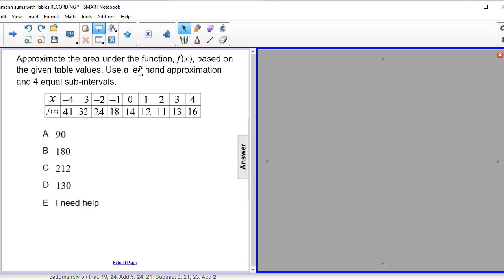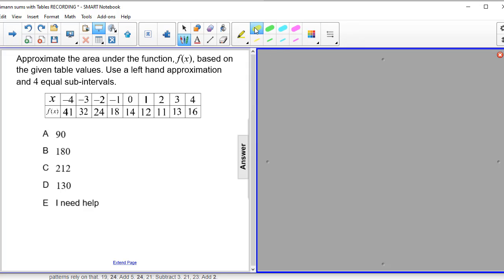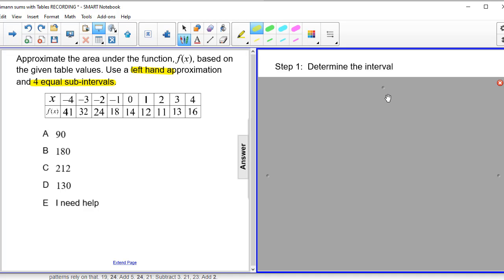Approximate the area under the function f of x based on the given table values. We're going to use the left-hand approximation method. That's important to note. And we're also going to have 4 equal subintervals. So, step number 1 will be to determine the interval.